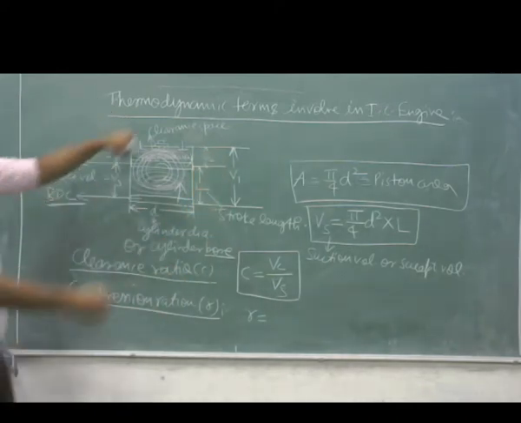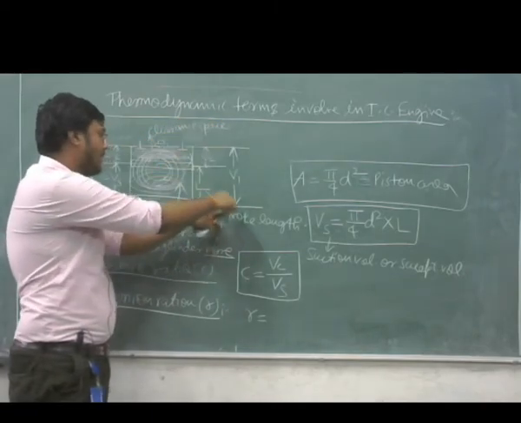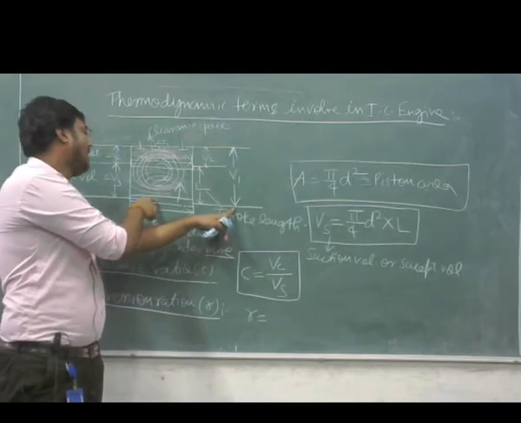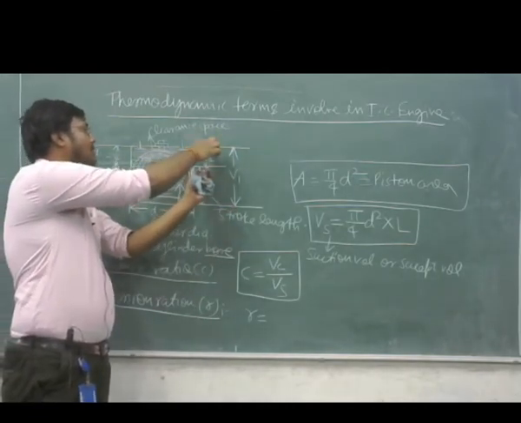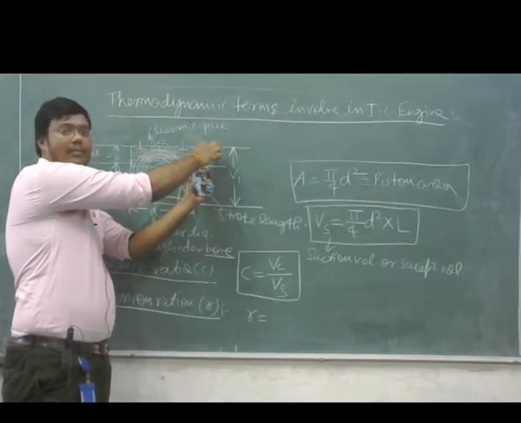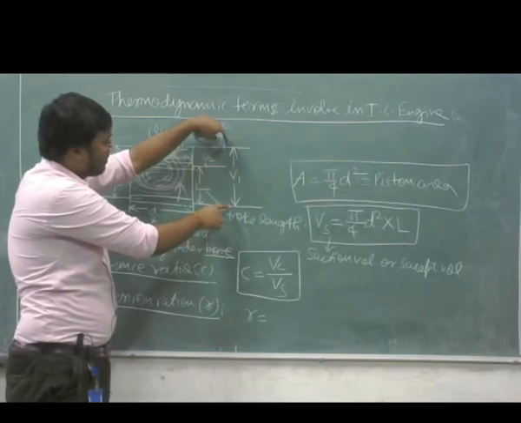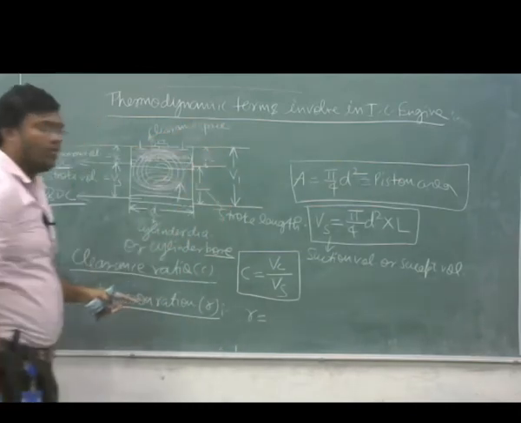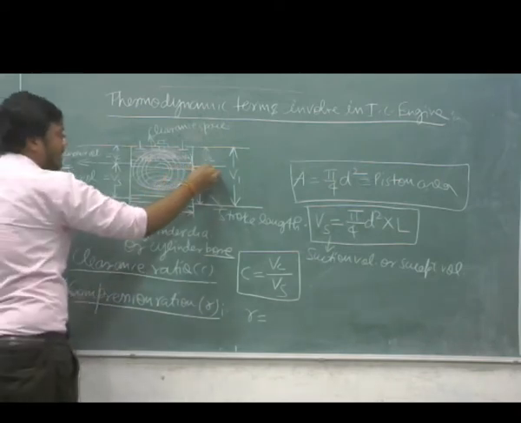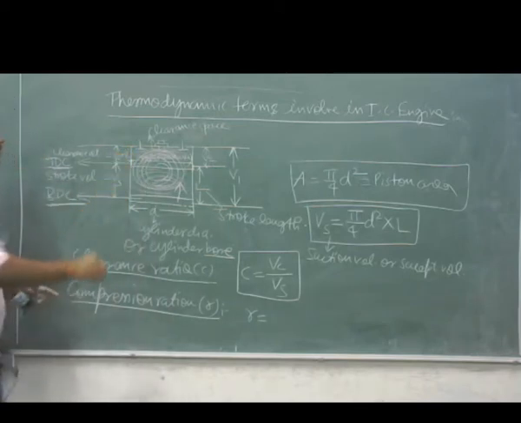Okay, so this is the initial volume of the compression stroke when compression starts from BDC, and when compression is completed, the piston reaches TDC, and this is the final volume of the compression stroke. So we have the initial volume V1 and the final volume V2. From here we can say that V2 should be equal to Vc.